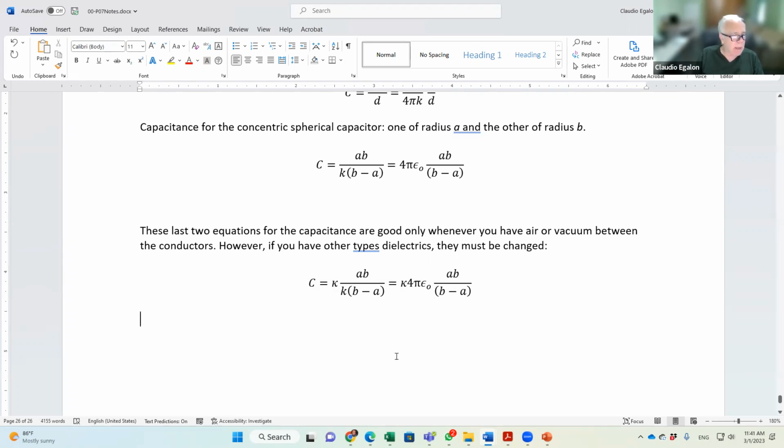Recall that this kappa comes from that relation of the electric field. The electric field, whenever the dielectric is air or vacuum, is given by E naught. In other words, the electric field decreases by kappa.